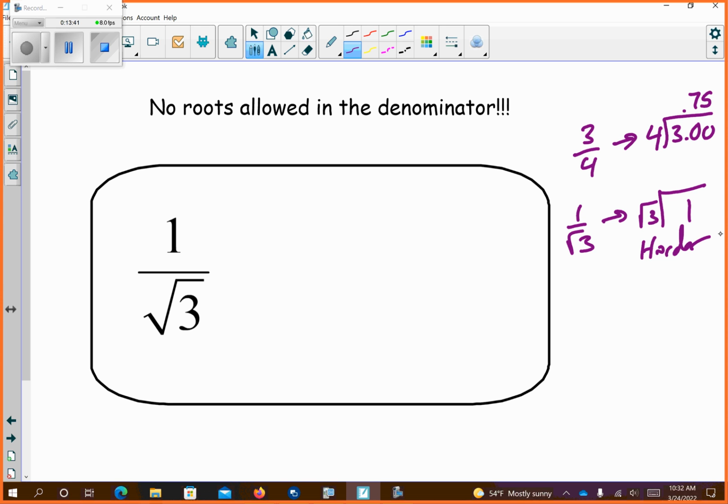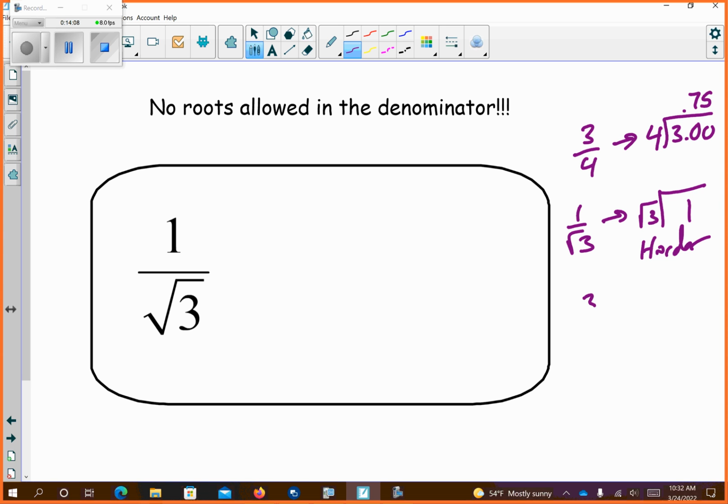And I get it. It's kind of like, well, why? I understand the well, why. It's not a real hard thing to do. It's just I don't want to have a radical sign in the denominator. So what you do with this is you want the denominator to become a perfect square. But if I multiply the bottom by something, I have to multiply the top by the exact same thing in order to keep it the same.